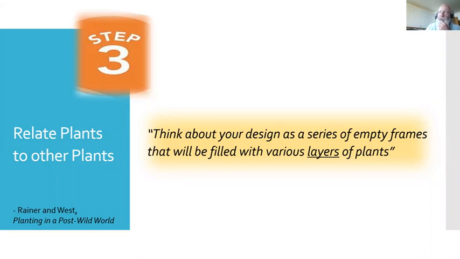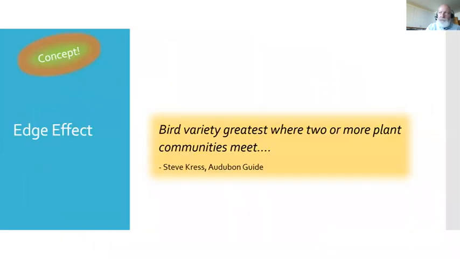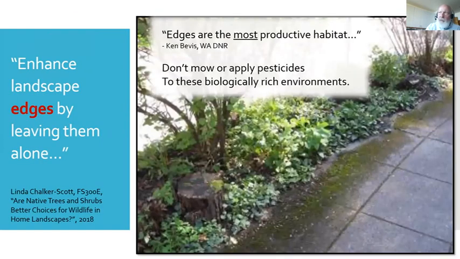My final comments on here: think about empty frames that will be filled with layers of plants that go up and down, as we talked about. Key point about edges, of course, bird varieties are greatest when 2 or more plant communities meet. Edges, this is again Ken Beavis of DNR. The most productive habitat, edges. Don't mow or apply pesticides to these incredibly rich environments. Leave these edges alone or enhance them.